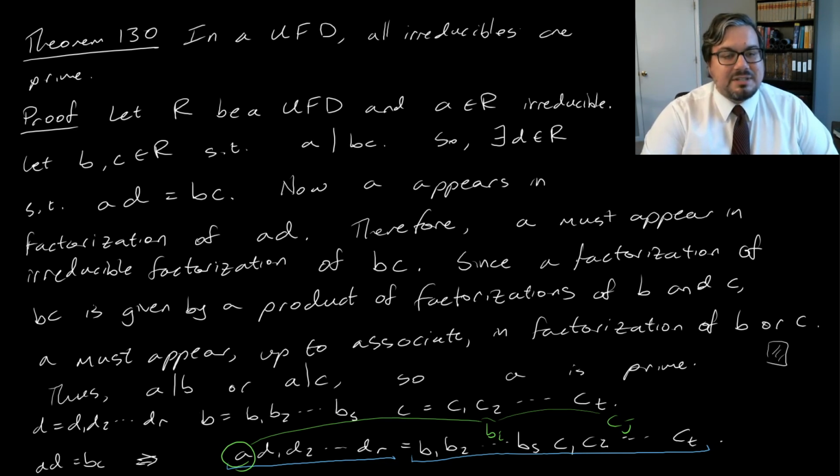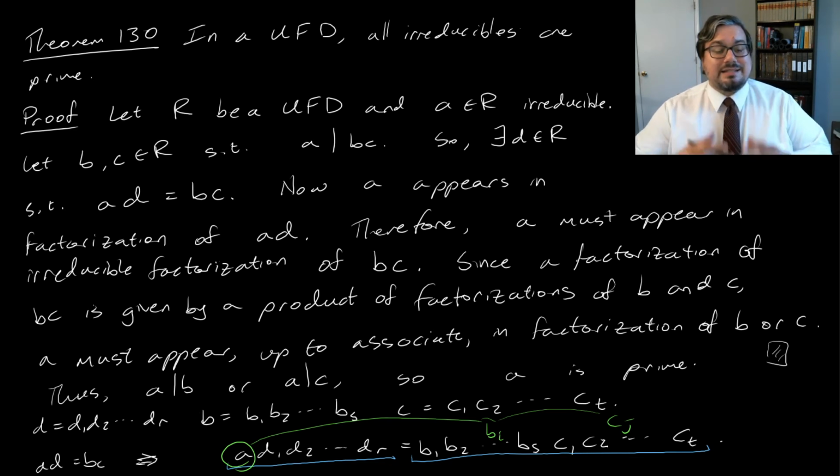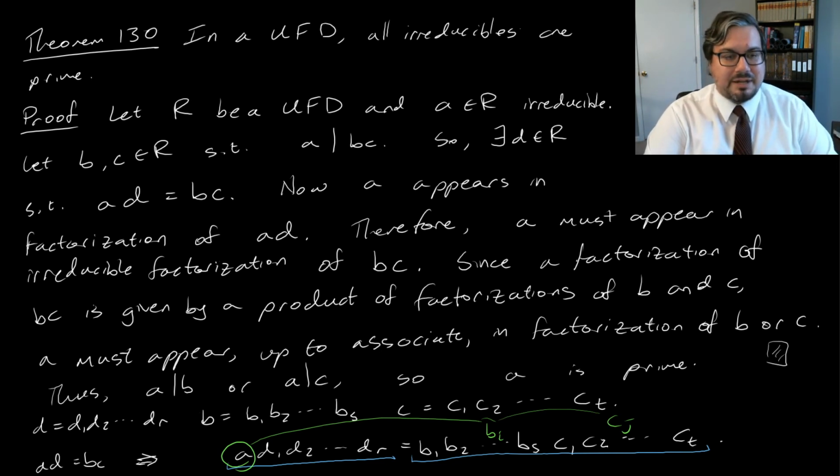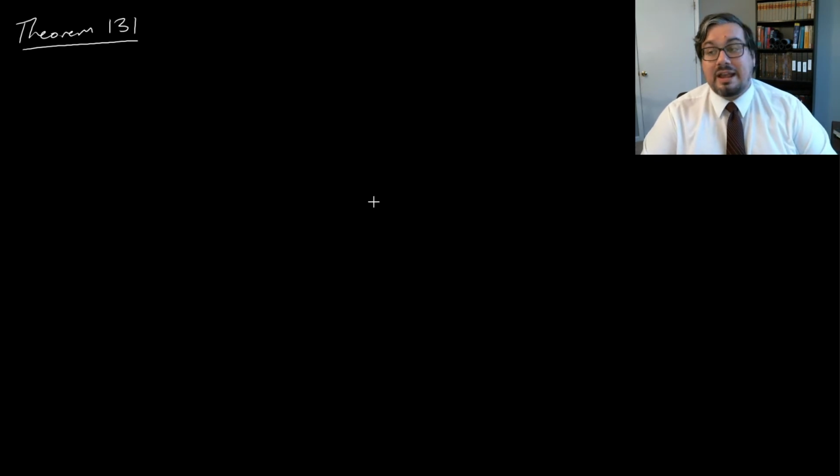Now, because in UFDs irreducibles are prime, it's the case that in a UFD, every element can be factored into irreducibles. By Theorem 130, all irreducibles are prime, so that means that every element can be factored into prime elements as well, which is actually a priori a stronger statement because all primes are irreducibles, but not vice versa in arbitrary rings. However, we can use this to prove that UFDs could be defined or characterized by prime elements rather than irreducible ones.